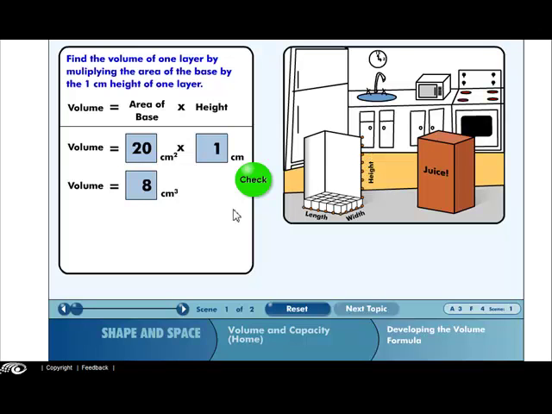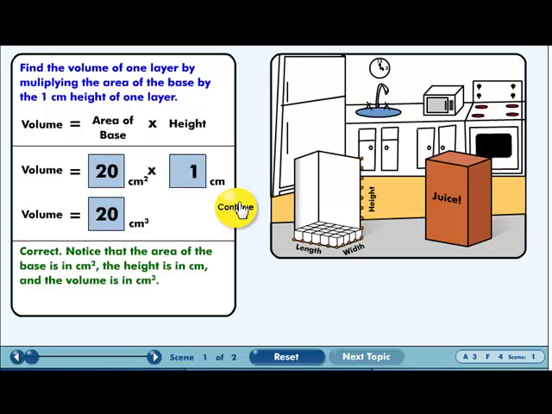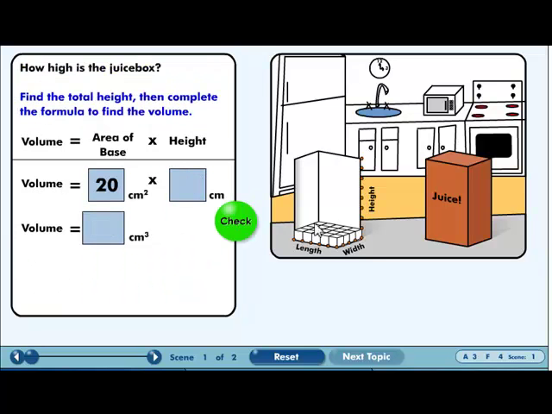So let's find out the volume. Oh, I'm sorry, they're asking here for the volume of one layer, 20 times 1. So the volume of this one layer is 20 squares times 1 centimeter high, which is 20 centimeters cubed. There are 20 cubic centimeters there, and that is correct. The area of the base is in centimeters squared, but the height is in centimeters, so the volume is centimeters cubed.